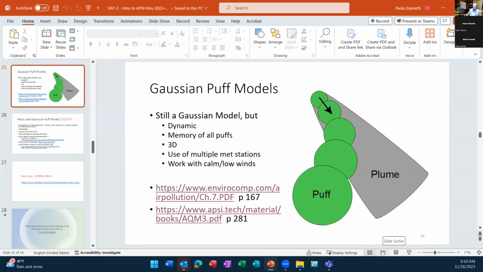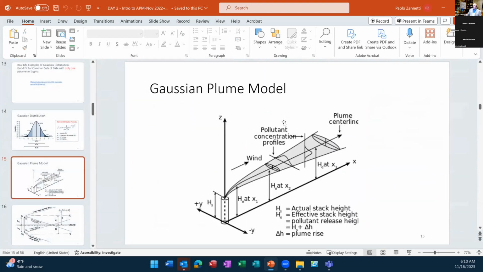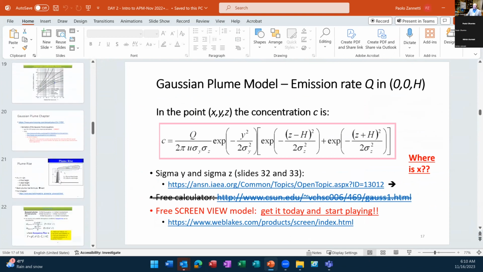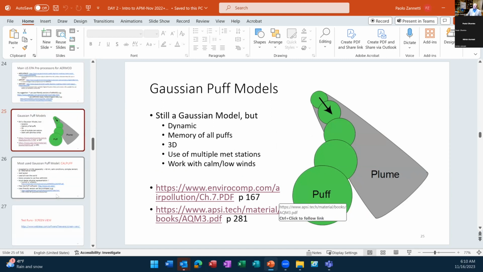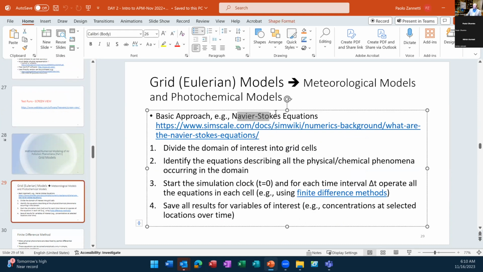Okay, so I was making a summary of what we discussed yesterday: the Gaussian plume model with this simple basic equation, and the Gaussian puff model, which is a major improvement with respect to the plume model, but is still relatively conceptually simple. And then we started talking about grid models. Grid models are much, much more complex because they solve the partial differential equations, the Navier-Stokes equations, for transport and diffusion of pollutants, and also they can include all the chemistry.